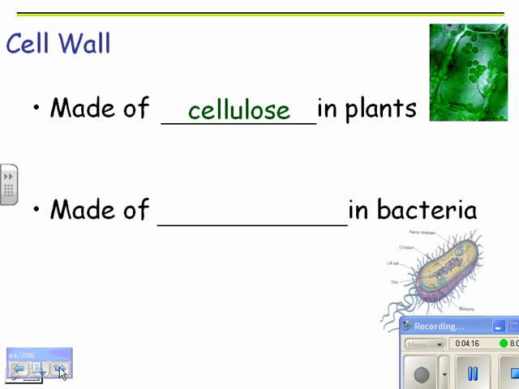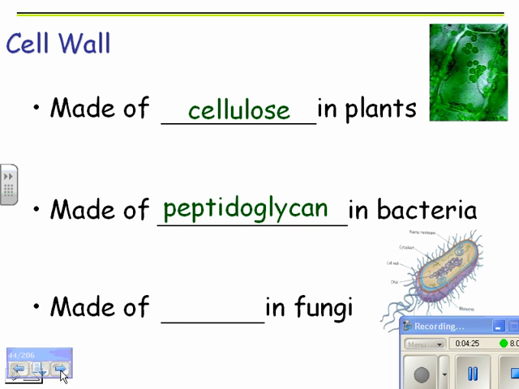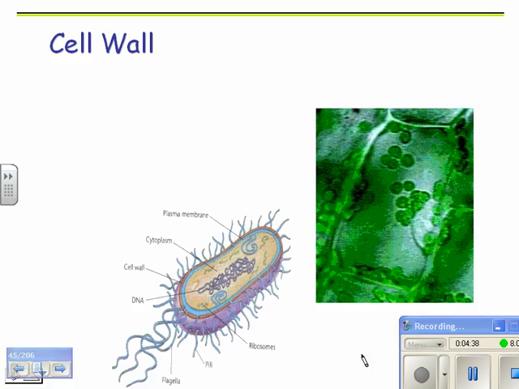In bacteria, it's something called peptidoglycan. So protein, peptido, and glycan, a carbohydrate. And then in fungi, it's made of chitin. So that's another of those big carbohydrates. So these are what the different cell walls are in different organisms. And protists are special because there's a million different categories of those.